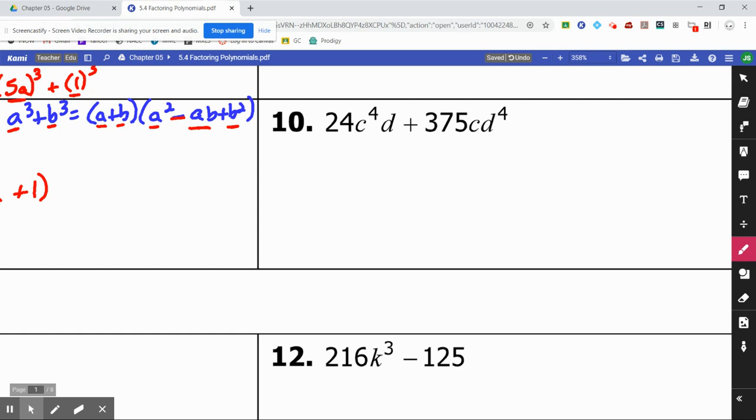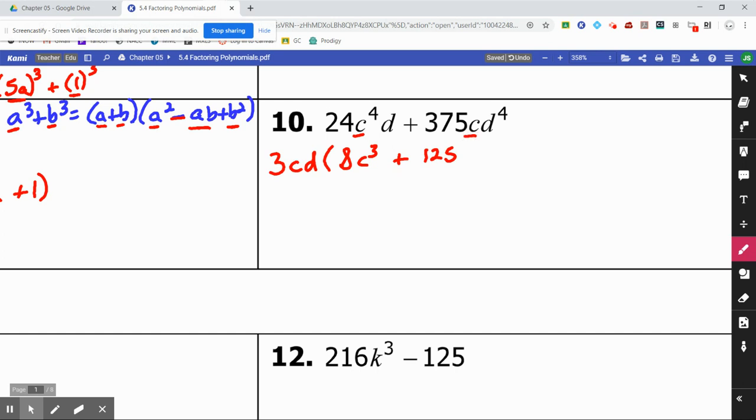Number 10, I'm going to leave it right here so I can still see my formula. Step number 1, let's see if there's anything in common. 24 and 375 has a 3 in common. The lowest power of c in common is c to the first, and the lowest power of d is d to the first. So let's factor this out. You're left with an 8. You need 4c, so that'll be 3 more on the inside. Plus 3 times 125 is 375.